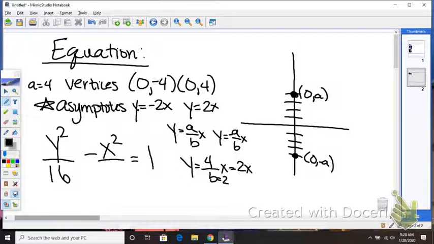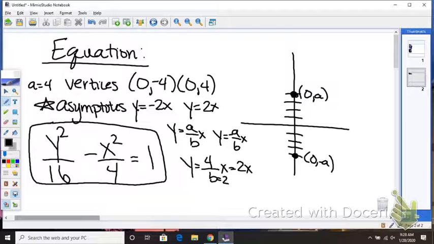So I'm just using my information on my asymptote. I know that the asymptote is going to be 2x. I know that this top number is going to be a 4. So 4 over what gives me 2? 4 over 2 gives me 2. So that means that if b is 2, what am I going to write underneath x squared? 4. And this is your equation. So there are some where you're going to have to look at the asymptote to figure out what the b is, given what the asymptote is and the a, or vice versa.